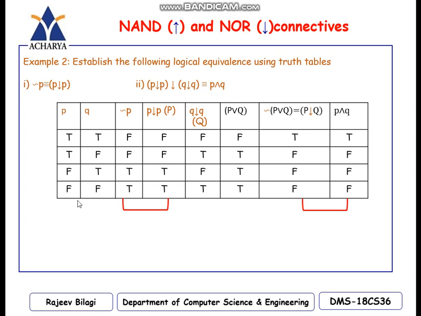Now P, I have taken as T, T, F, F, and Q also T, F, T, F. So negation of P is F, F, T, T. Next, what I need to find out is P NOR P, so that is P or P. This will become T, T, F, F, because F or F is F, T or T is T. So negation of this is F, F, T, T. So that is what I am getting here, F, F, T, T.